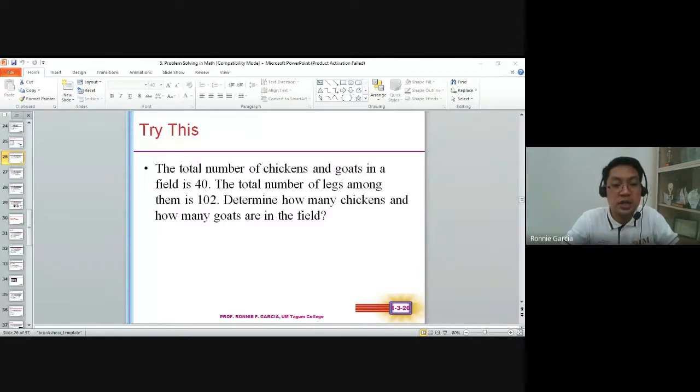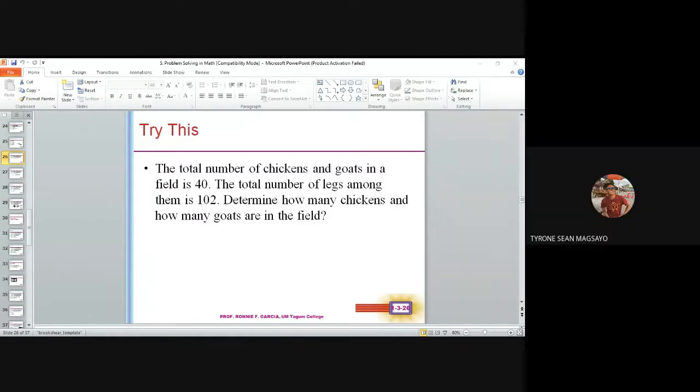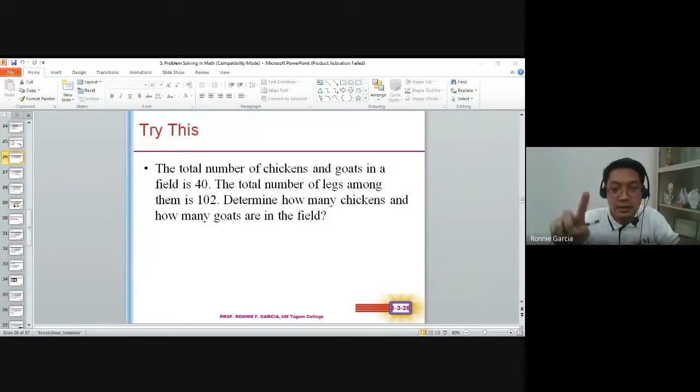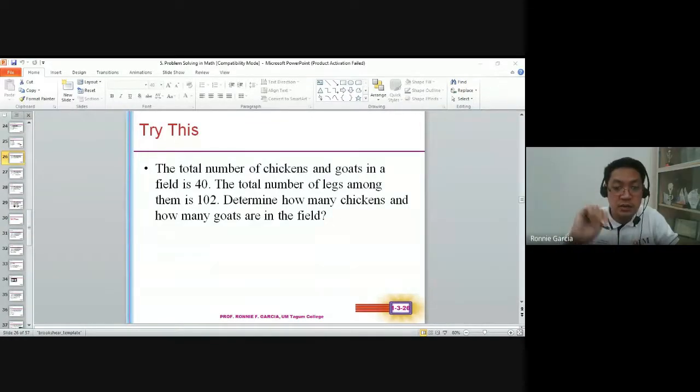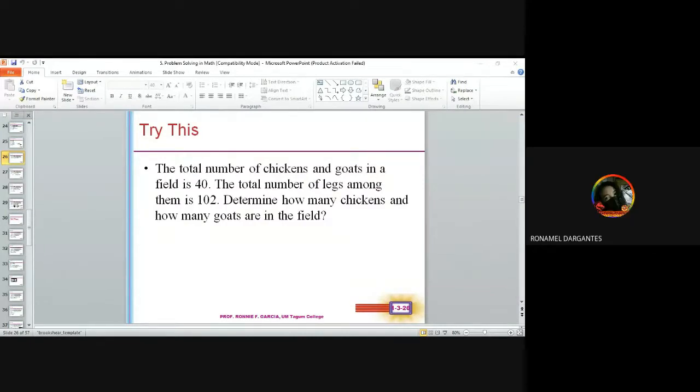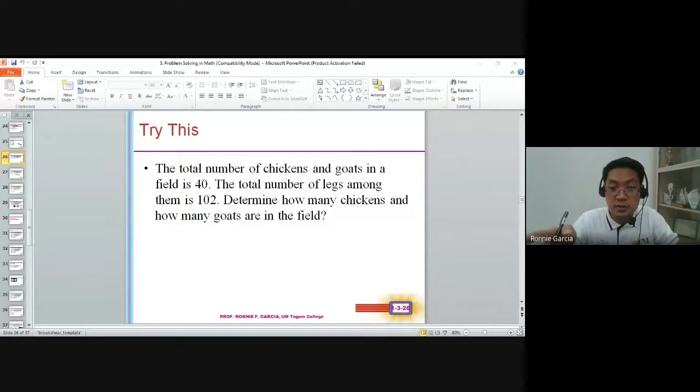Second sentence, the total number of legs among the chickens and goats is 102. If there are 10 chickens, how many legs does one chicken have? 2. So, 10 chickens times 2, how many legs in all for the chickens? 20. If you have 30 goats, how many legs does one goat have? 4. So 30 goats times 4. How many legs in all for the goats? 120. 30 times 4 is 120.